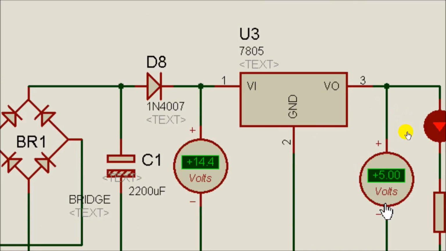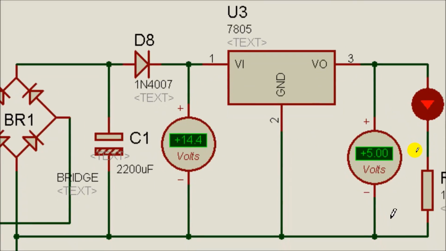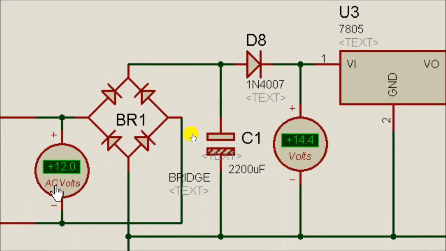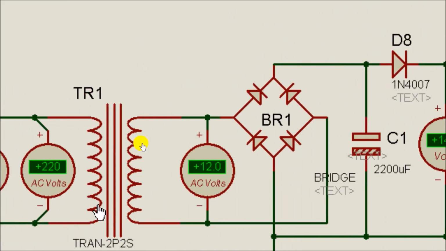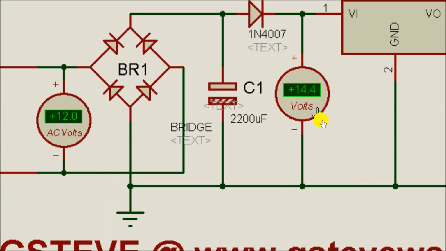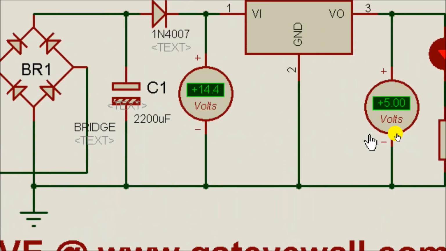You can see my output here is 5 volts, and that is what I have here. That is 5 volts DC. Remember, all these sides are DC voltage, and here is AC. You can see that AC volts is written down there, and this is AC volts also, and that is different from here because here is DC entirely. That's why you don't see anything like DC there.